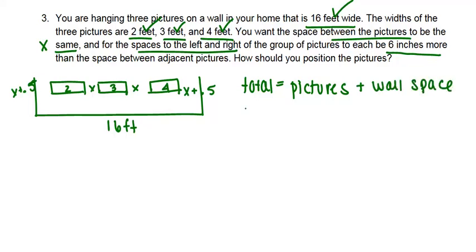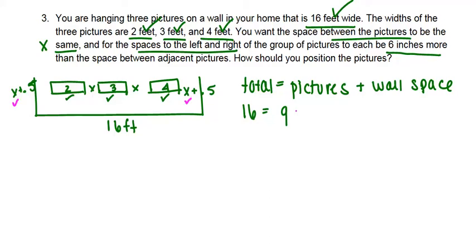I know that the total length of the wall is 16 feet. The pictures are going to be 2 plus 3, which is 5, plus 4, which is 9, plus my wall space. So I'm going to come back over here. I'm going to change my colors again. My wall space is going to be x plus x.